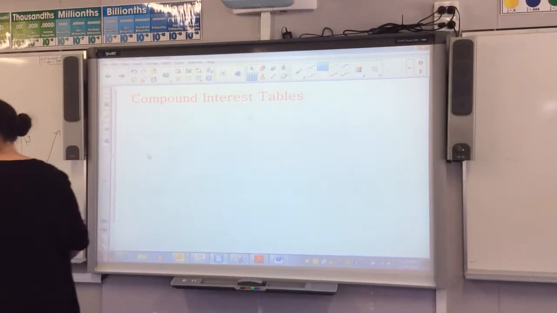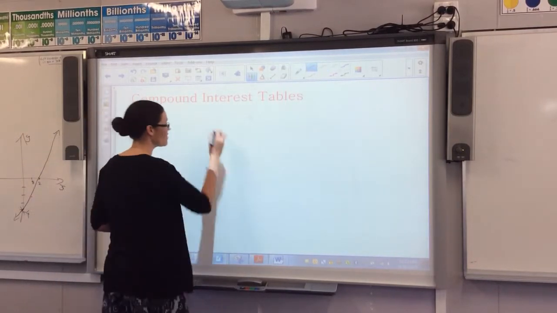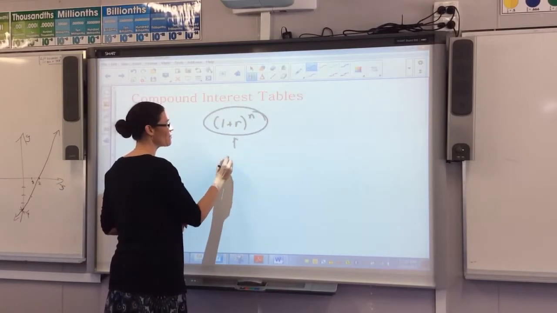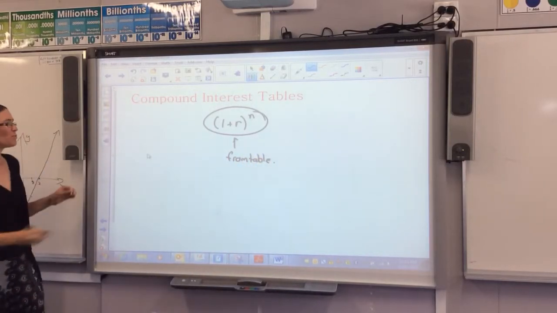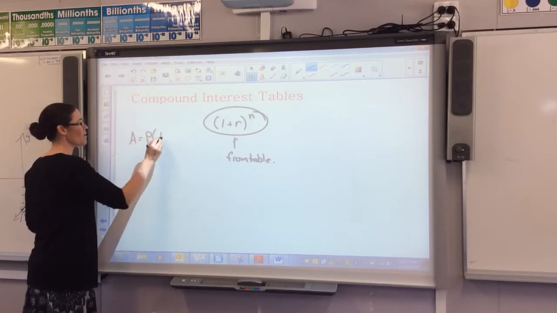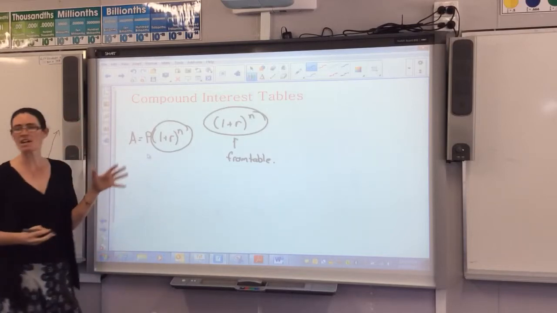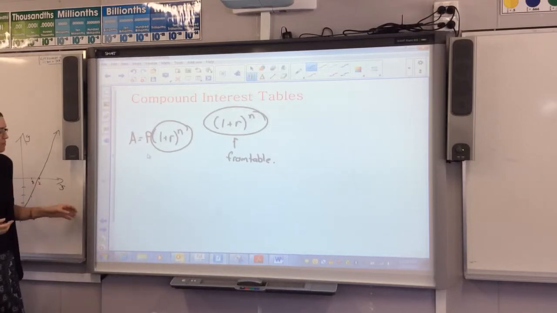Okay, compound interest tables allow us to calculate compound interest but without using the equation. Instead of using the equation, the section of the equation that looks like 1 plus r to the power of n, this section you get from the table. Because we know the rule is A equals P times (1 plus r) to the n, we're replacing this whole section with a number from the table. So we don't need to calculate our r and our n. We're going to go straight to a table and it'll tell us what to multiply by.